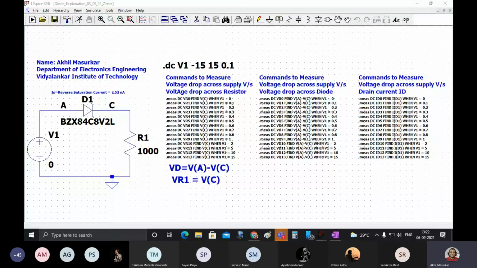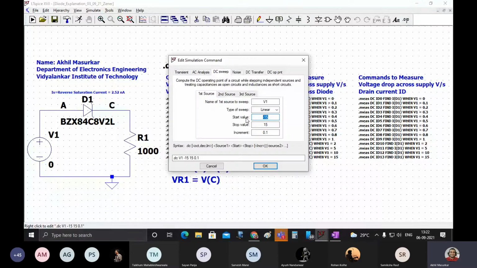So it's a very simple circuit now: just one voltage source, one diode and one resistance, but this time my diode is a Zener diode. Now again, I'll say run, and in the run, first I will say start value is 0, stop value is 15, increment in steps of 0.1, same as for a normal diode, and then I will say okay, run. So I will run this, so I got this.